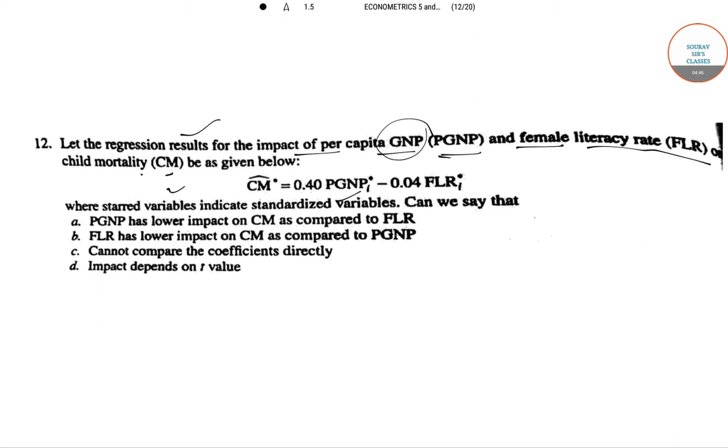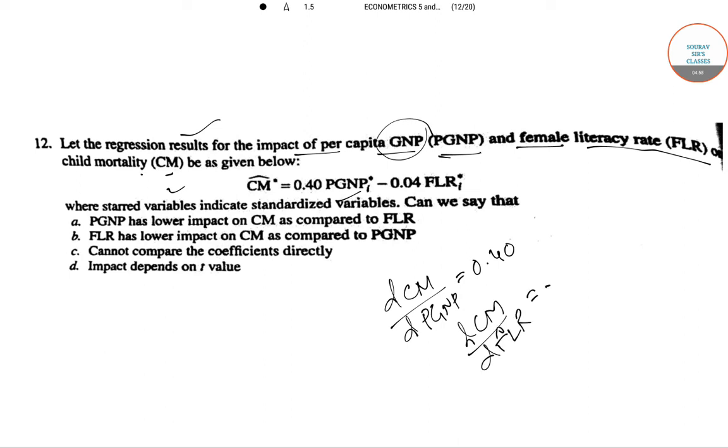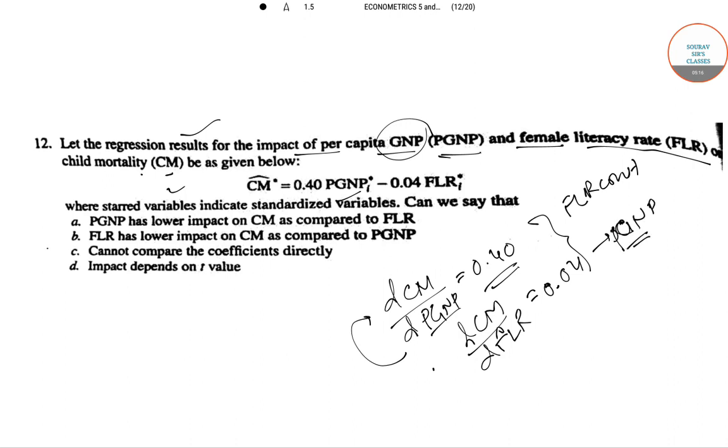So obviously, if we take the differentiation with respect to PGNP, we get 0.40. Whereas for FLR, we have 0.04. So the impact of PGNP on CM while keeping FLR constant is 0.40, while for FLR it is 0.04 while keeping PGNP constant. Therefore, FLR has lower impact on CM as compared to PGNP.